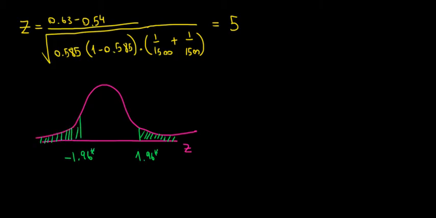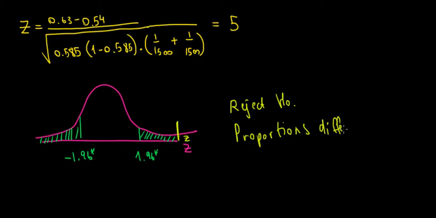And our z-value that we just found is equal to 5, which is far in the rejection region on the right, meaning that we reject the null hypothesis. So the proportions between the Americans and Canadians who believe there's too much violence on TV differ significantly. The proportions differ significantly. And that's it. Hope this makes sense, and we are done.